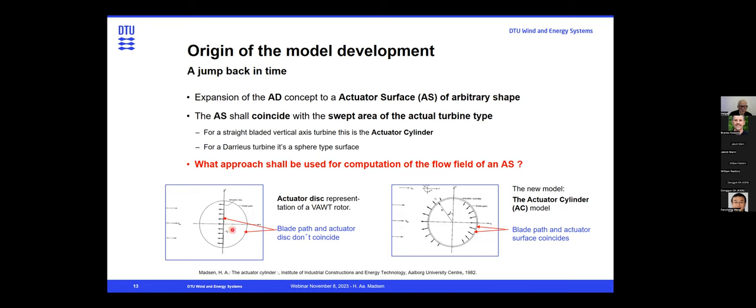So a solution to this is to say that the actuator has to coincide with the blade path. So in general, the actuator surface should coincide with the swept area of the actual turbine type, like if it's a cone rotor, or if it's an out-of-plane bending blade. So for a straight-bladed vertical axis turbine, this is the actuator cylinder. But then we can ask how should we compute the flow field around the actuator surface? Because we cannot just use the momentum theory on integral form.